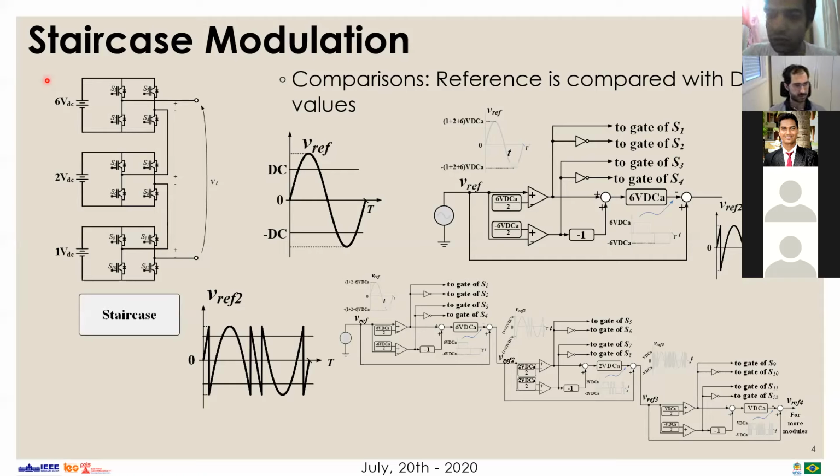Sir, do asymmetrical cascade H-bridge converters work effectively in unbalanced grid conditions, like in DVR applications and custom power devices?